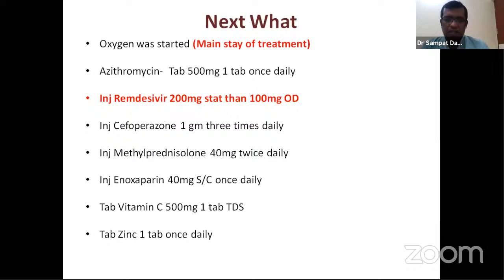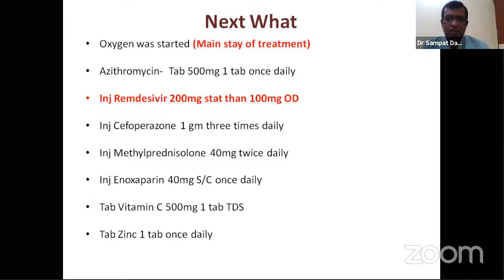I am talking about a severe case, and remdesivir is the drug which has to be used. We have used antibiotics, that is cefoperazone, because please understand that this is a viral disease. This is not a bacterial sepsis where starting meropenem or teicoplanin or very high dose of antibiotics will help you. Steroids, I preferably use methylprednisolone, 40 mg twice daily was started.